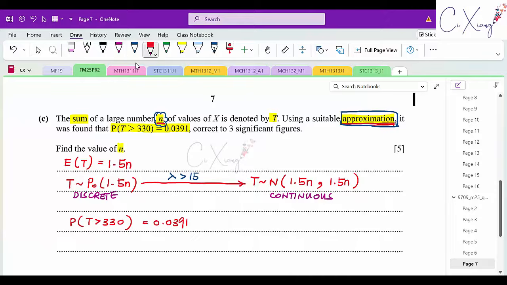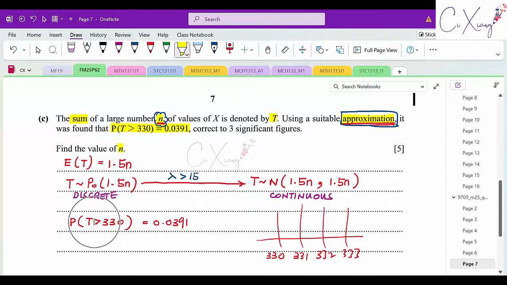You try to imagine T greater than 330. This one you do not need to show in the exam, but just imagine it in your mind. I have 330, 331, 332, 333. According to the equation, T greater than 330, is 330 included in your calculation? No, right? We should start from 331, because this one is still Poisson distribution. So we start from T equals 331, then T equals 332, and so on.